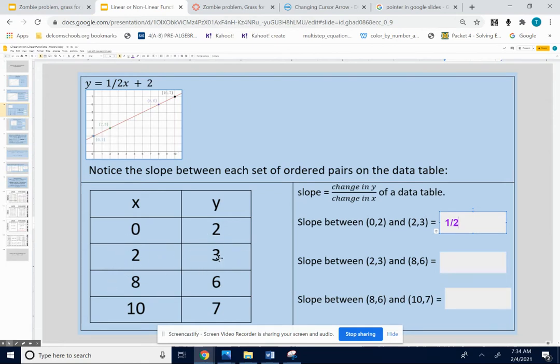From (2, 3) to (8, 6), the change in y is going up 3. The change in x is going up 6. So the change in y is 3, the change in x is 6. That reduces to 1/2. The last 2 points: 6 to 7 changes by 1, and 8 to 10 is a change of 2. So if we figured out the slope there, it would still be 1/2. So it doesn't matter where we find the slope when we have a line, regardless of whether we're looking at the graph or the data table, as long as we reduce.